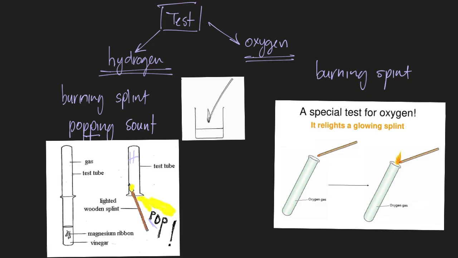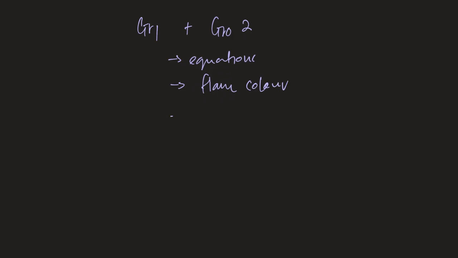Now that you know metals with oxygens, please make sure that for this test, you know the group 1 plus group 2. You need to know the equations. You need to know the flame color. You need to know the apparatus. It's in your textbooks, but if I were you, I would Google it. Google the flame test experiment. You need to know how to balance the equation.